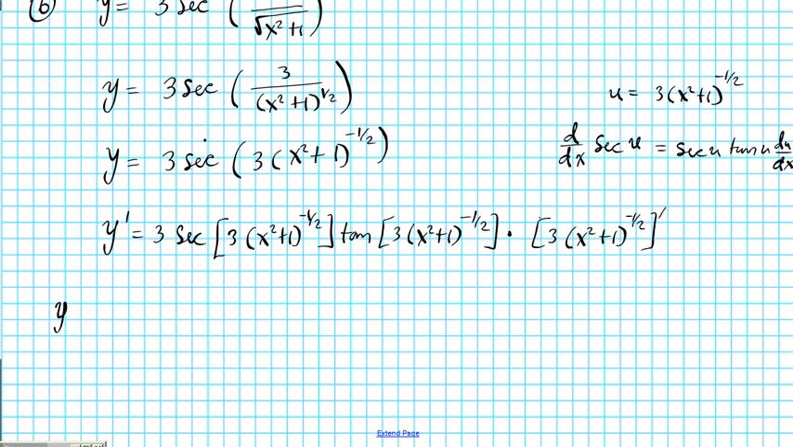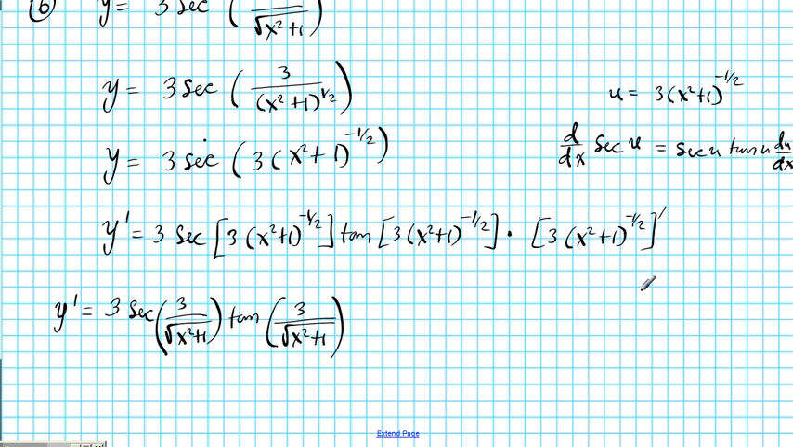We're going to have y prime equals, since I'm done differentiating this, I can rewrite this without the negative exponent, so it's going to be 3 secant of 3 over the square root of x squared plus 1 times tan of the same story, 3 over the square root of x squared plus 1. And now the derivative of this, we're going to use a chain rule again.